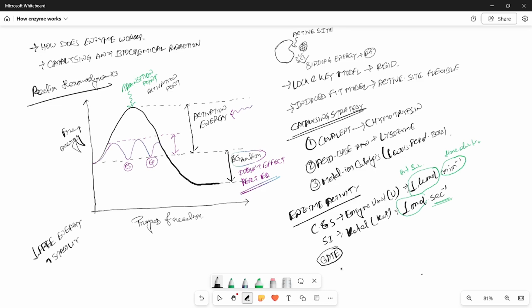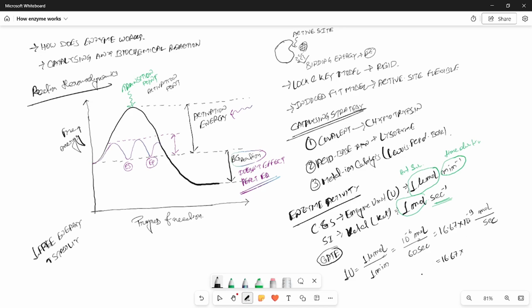Now, what is one enzyme unit? 1 U equals 1 micromole per 1 minute. Now 1 micromole is equal to 10 to the minus 6 mole, and 1 minute is equal to 60 seconds. Now calculate this. The value is 16.67 times 10 to the minus 9 mole per second.